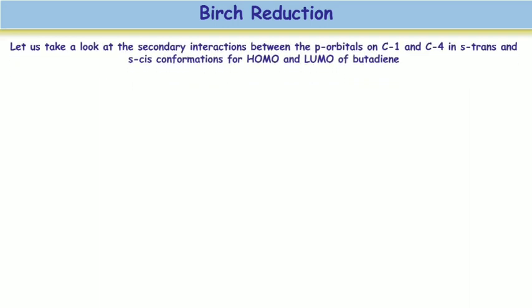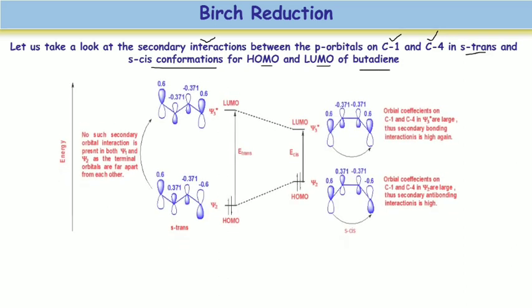Now, among the two conformations that we have to consider, which particular conformation has lower energy pi-star LUMO? For that consideration, we will discuss the secondary interactions between p orbitals on carbon 1 and carbon 4 in S-trans and S-cis conformations for the HOMO and LUMO of butadiene. So here is the MO diagram.